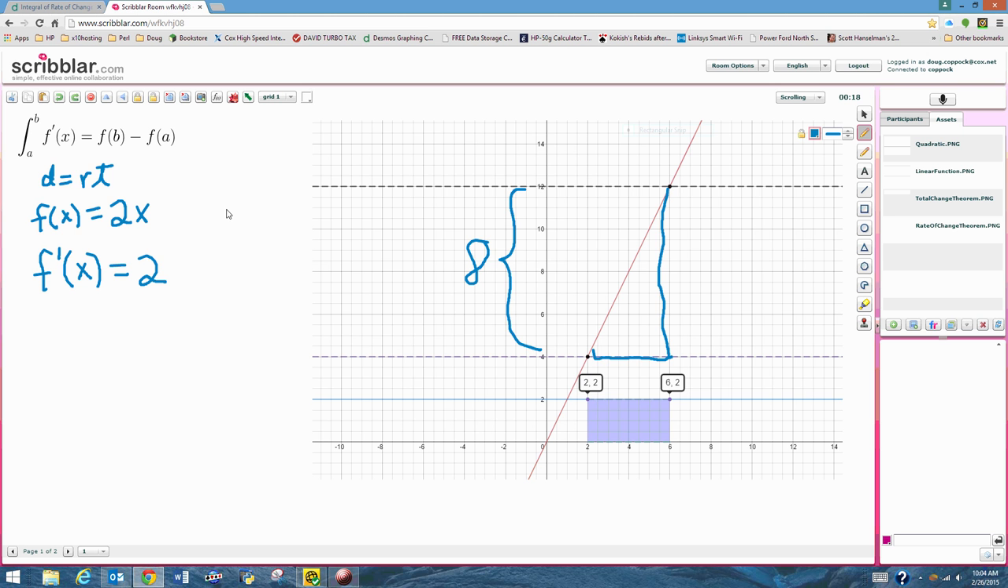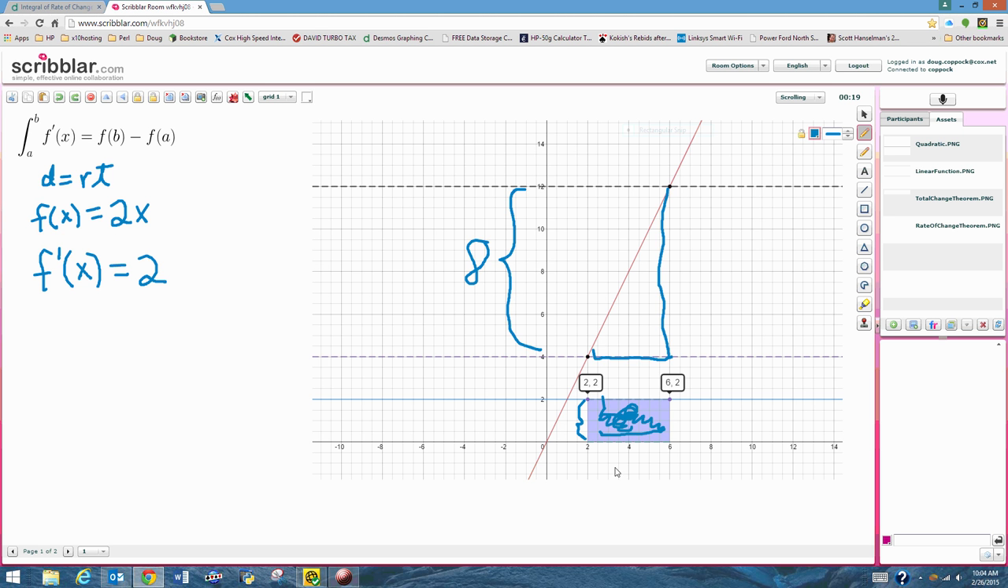And so if I look at the same interval going from 2 to 6, the area under the curve, this area right here, happens to be a rectangle because the rate of change function is constant. And this distance right here will always be 2. That kind of corresponds to the rate of change portion of the original function.